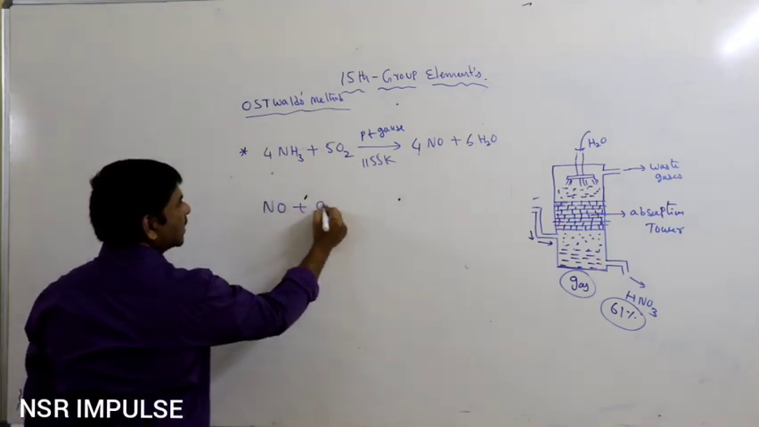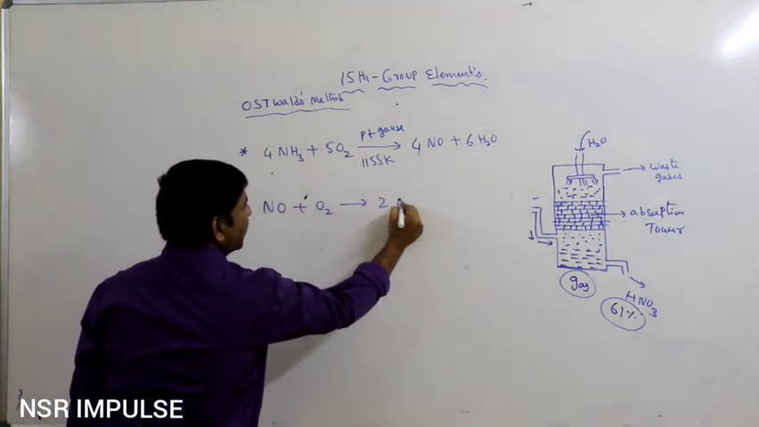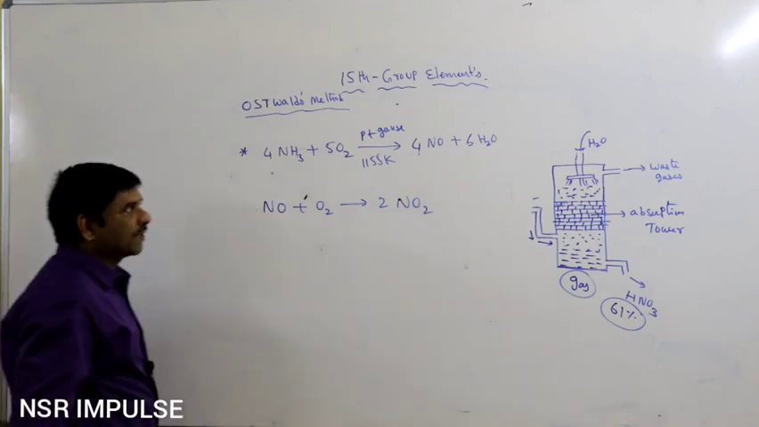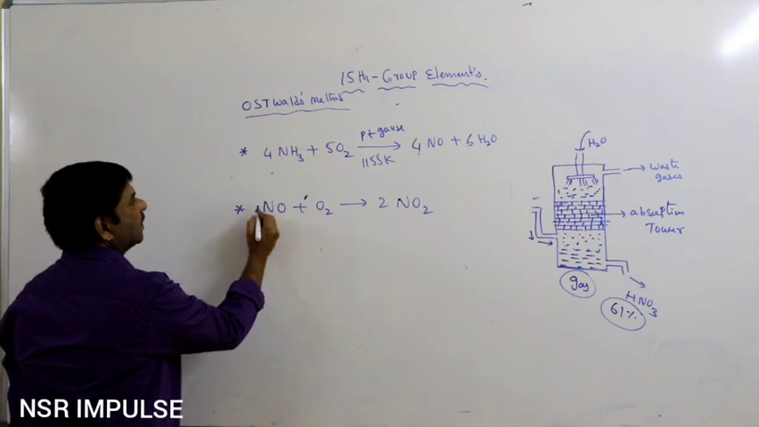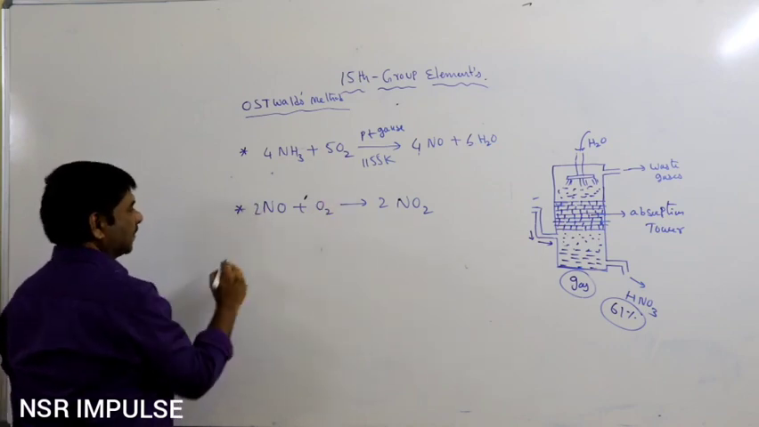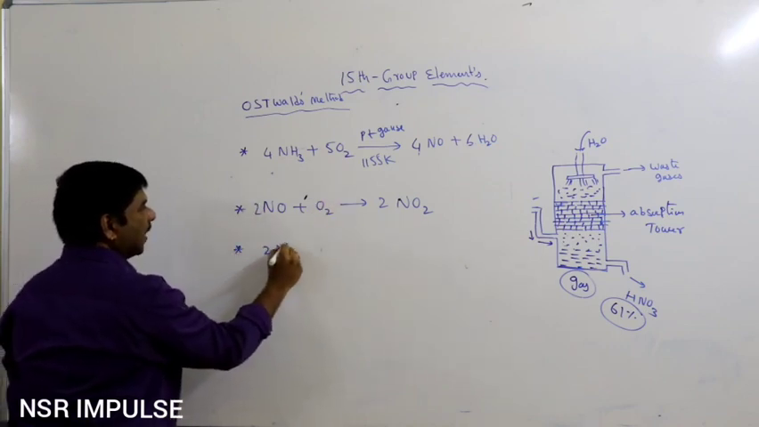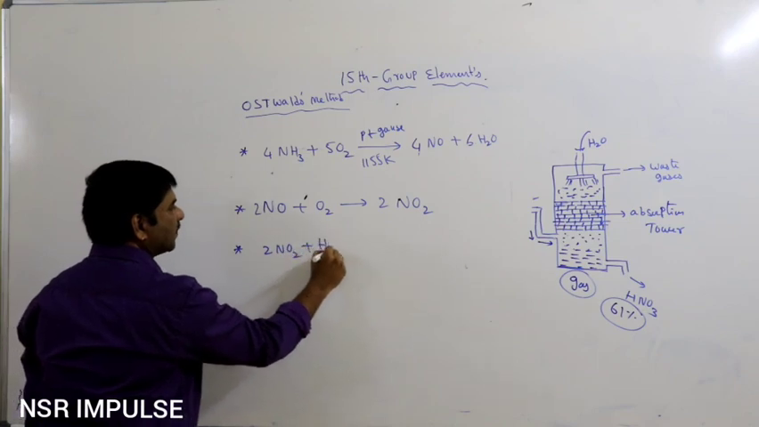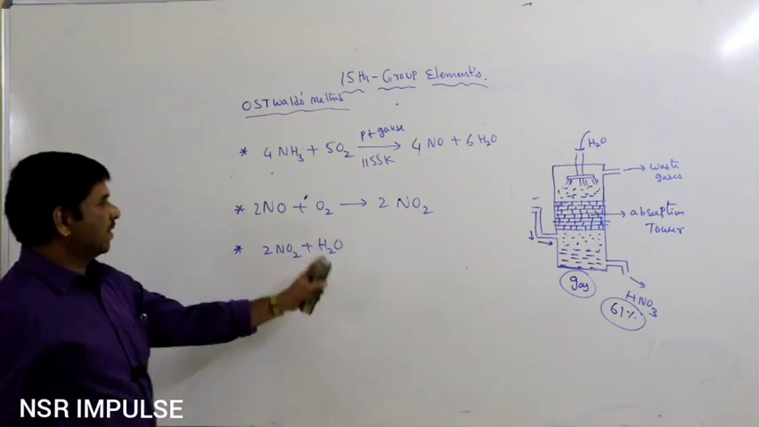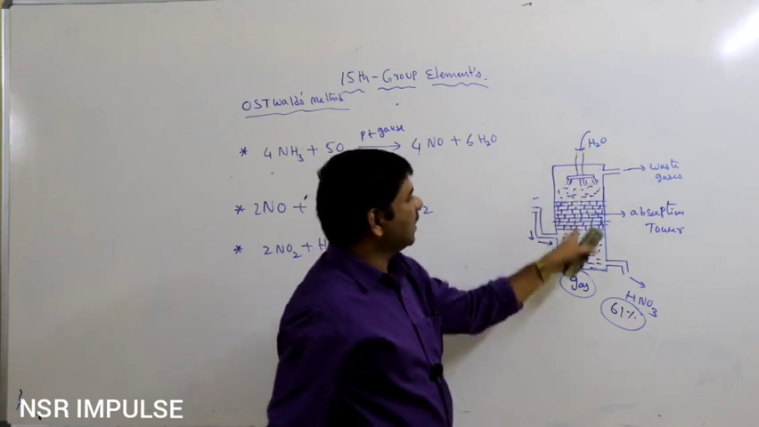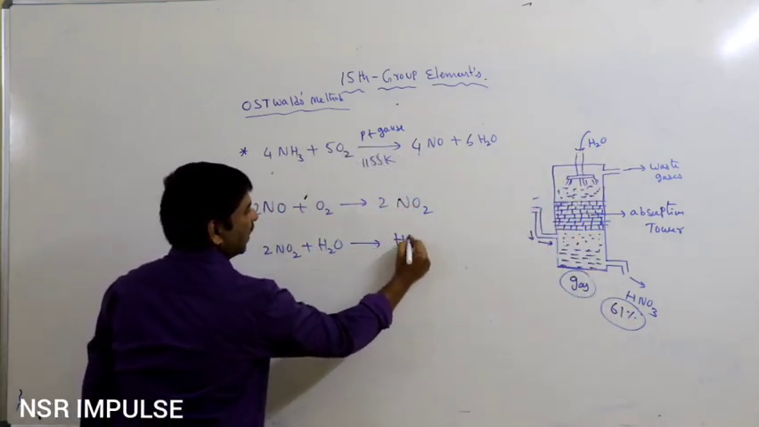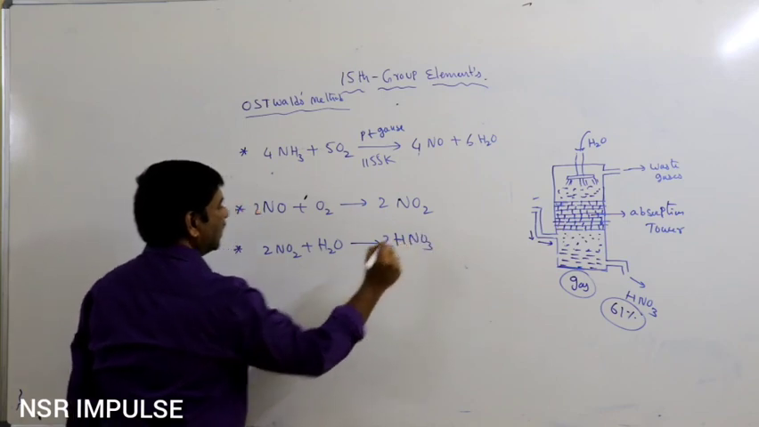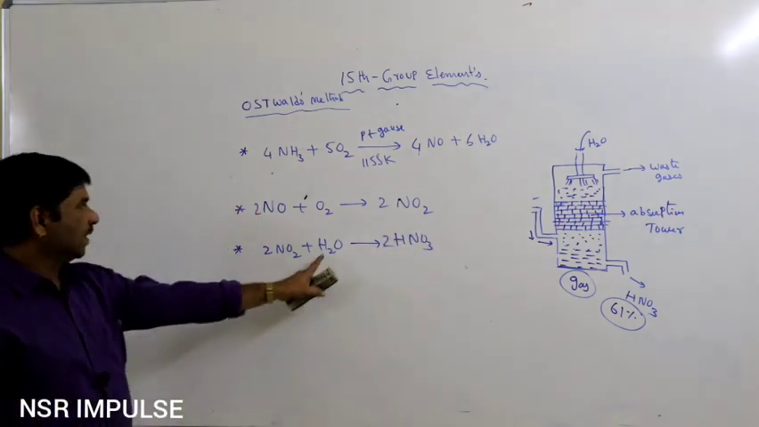nitric oxide reacts with oxygen, oxidation method, it can form nitrogen dioxide. That is the second reaction, for balance: 2NO plus O2 gives 2NO2. Now, this 2NO2 reacts with this water. It can form nitric acid, HNO3.